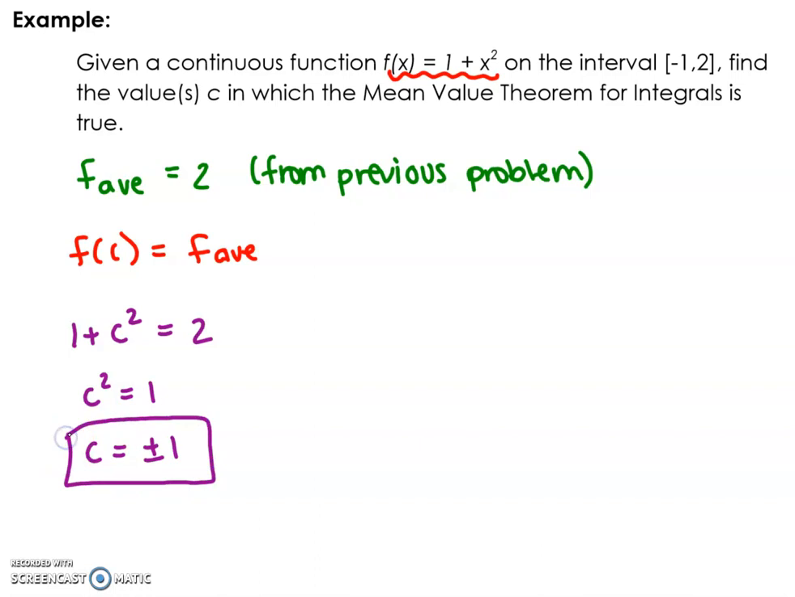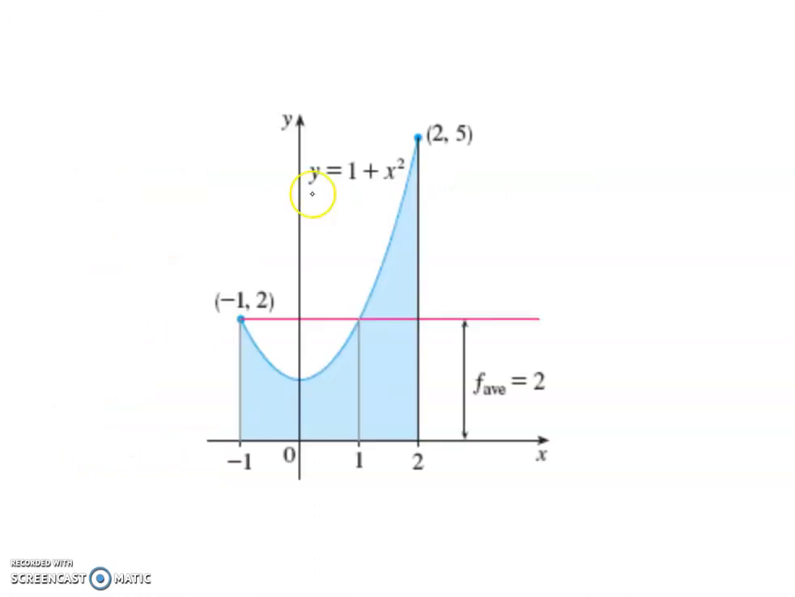So at 1 and at -1, the value of the function is going to equal the average value. So let's look at the graph of this. We can see here, this red line, that's our average value, that's 2. We can see this blue curve, that's our function, and they intersect at -1 and at +1. So that is when the function and the average value are going to be equal.